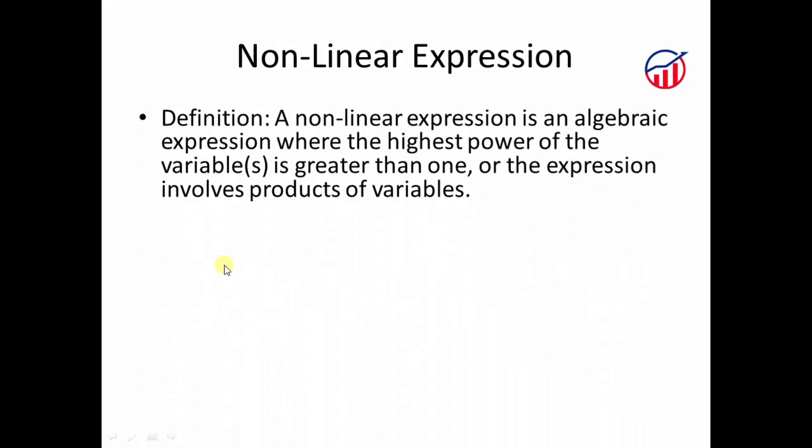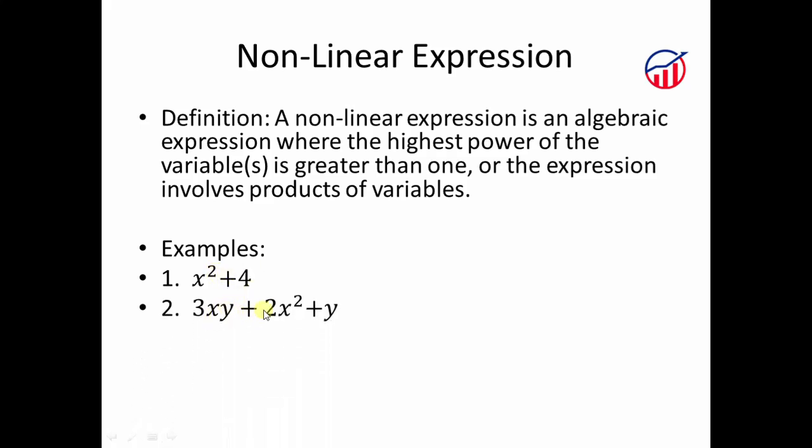Now the non-linear expression. A non-linear expression is an algebraic expression where the highest power of the variable is greater than 1 or the expression involves products of variables. For example, x square plus 1, here the power of the variable is 2, which is more than 1, so it is called a non-linear expression. Here you have 3xy plus 2x square, again the power of the variable is 2. Another example, 6a square minus b, the power is 2. Or p square minus q cube minus r, and here the powers are more than 1, which is 2 and 3. So these are called non-linear expressions.